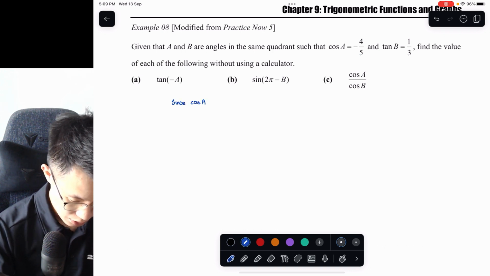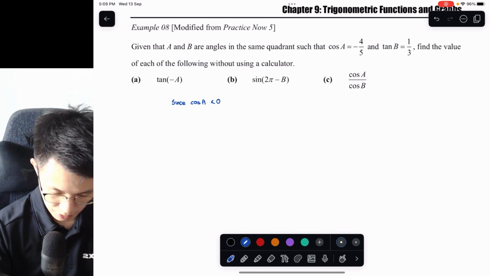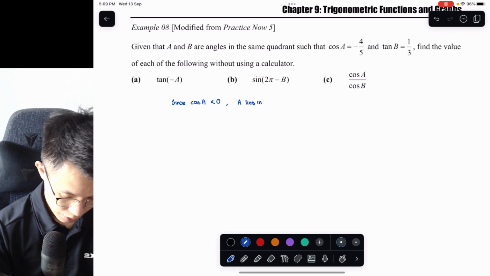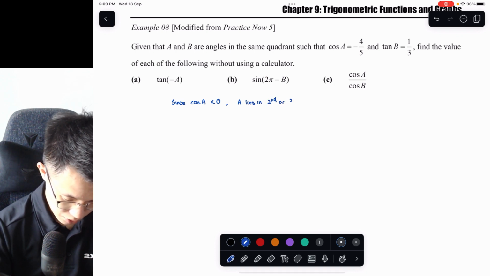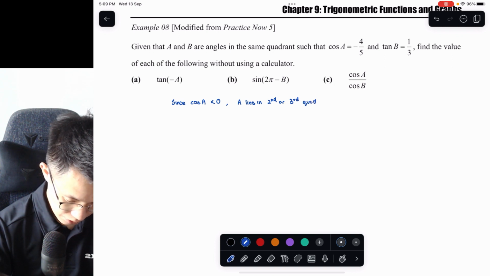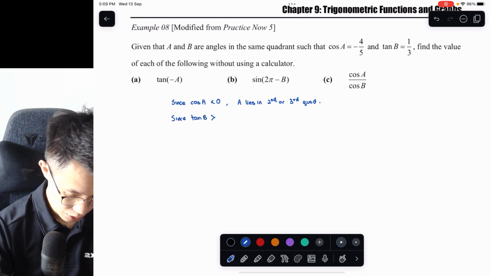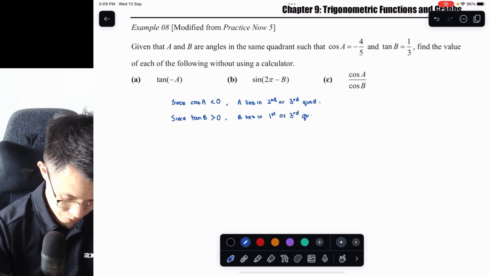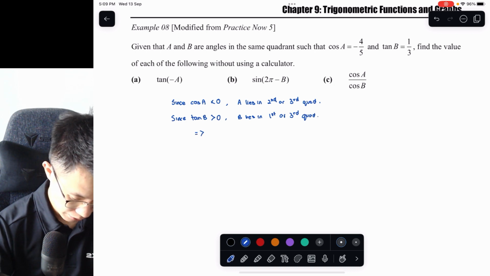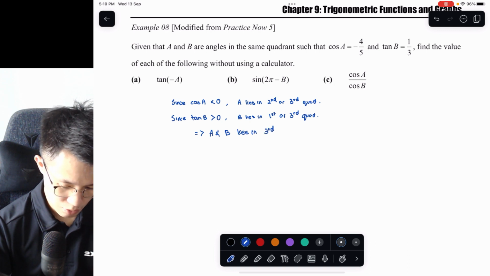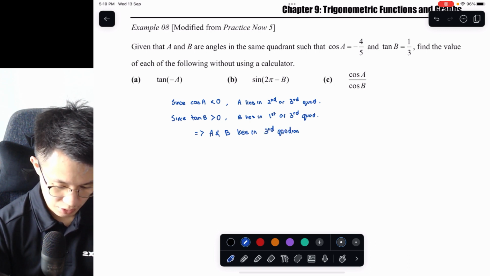Since cosine A is less than 0 because it's a negative value, A lies in the second or the third quadrant. Then we will look at B. Since tangent B is positive, B lies in the first or third quadrant. So we can safely assume that A and B lie in the third quadrant. So we're going to focus our attention on these angles in the third quadrant.